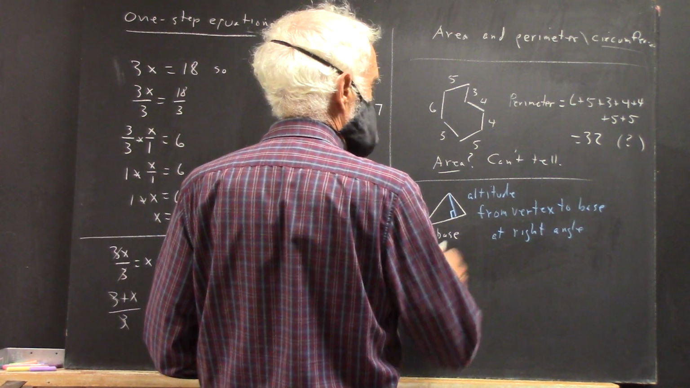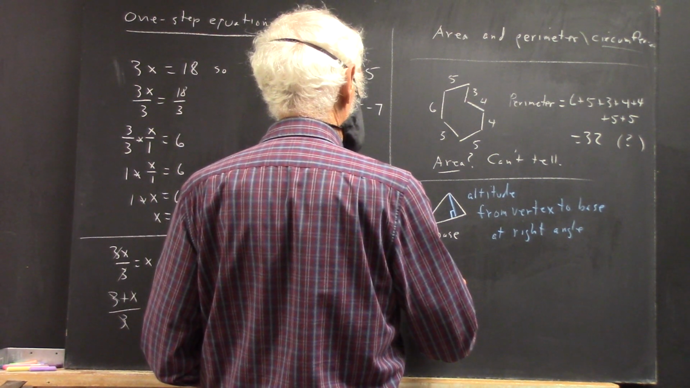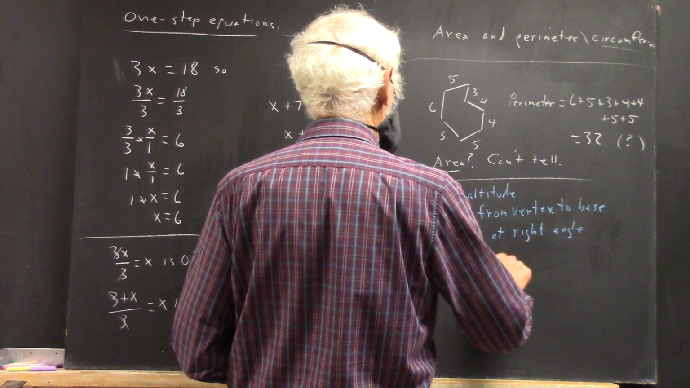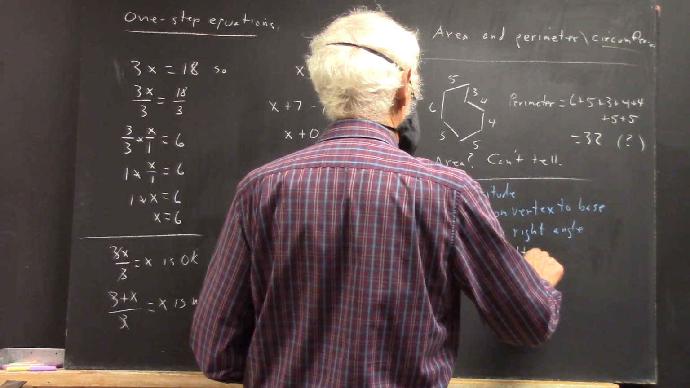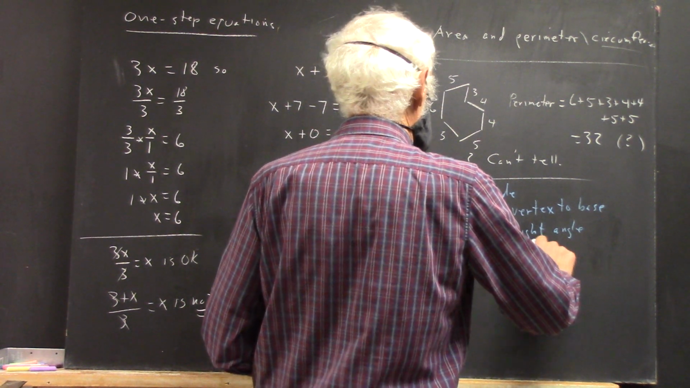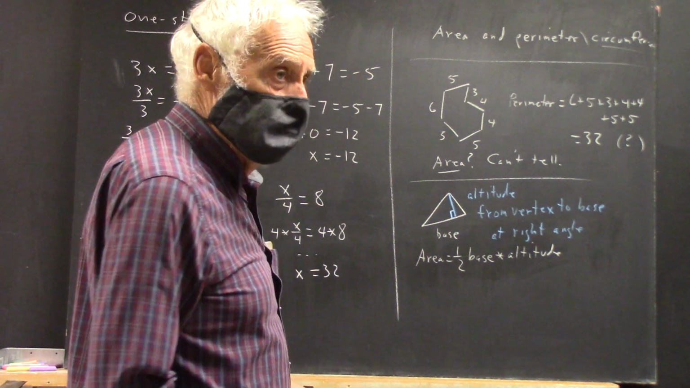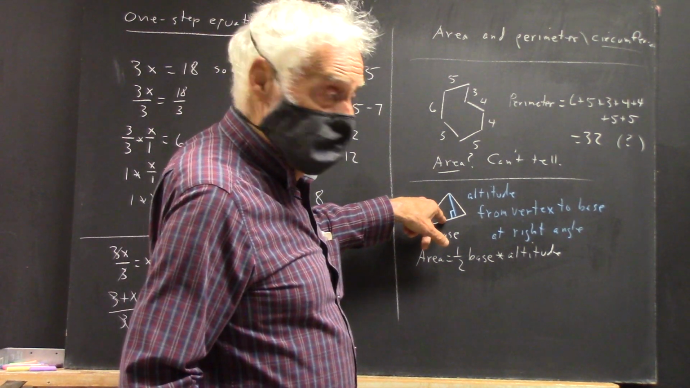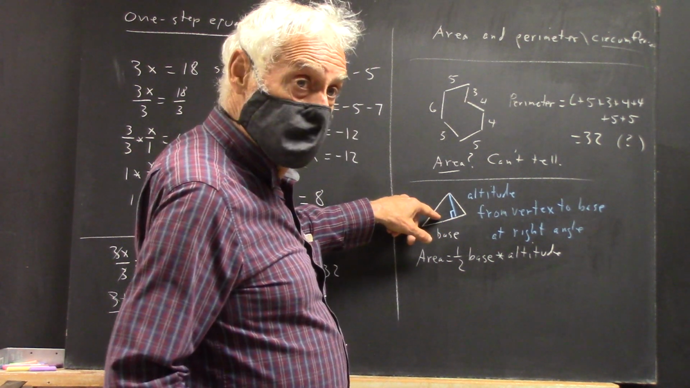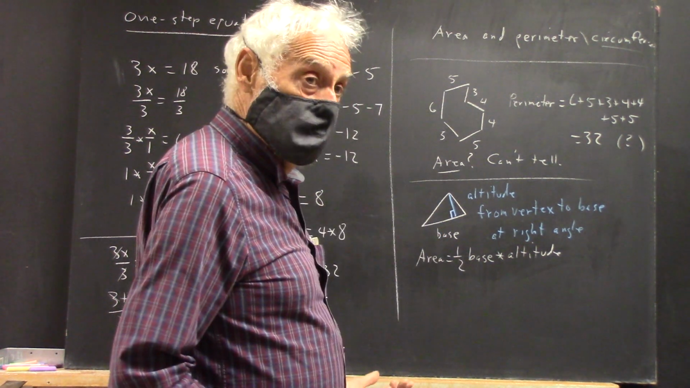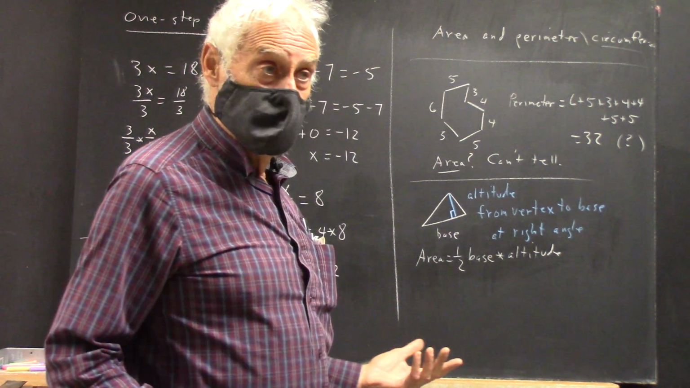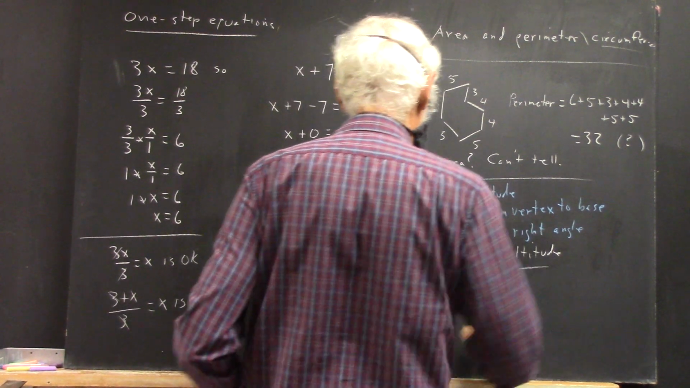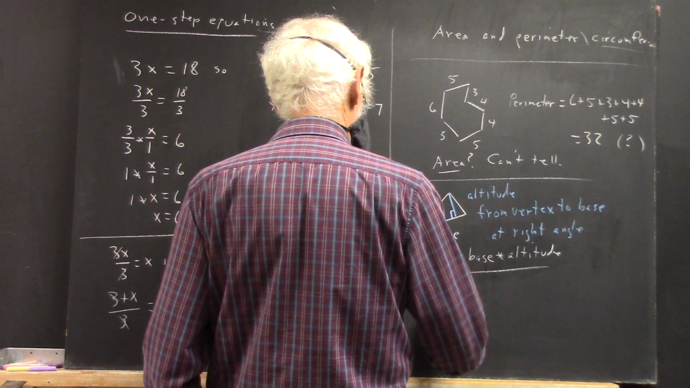And then the area is 1/2 the base times the altitude. Now this is because you could take a copy of this triangle and paste it on and form a parallelogram. So, parallelogram.